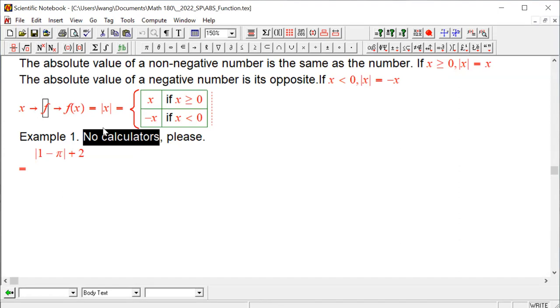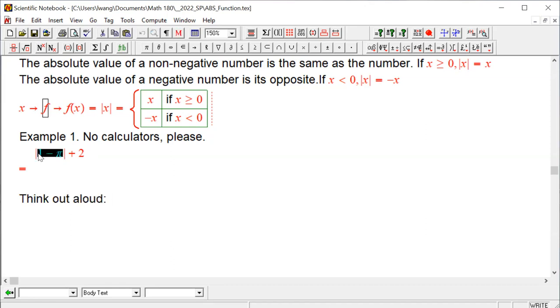When we look at this expression, we cannot use a calculator. So how do you combine with 1 minus pi? If you would like to pause the video right now, please go ahead and do it. I'm going to just go for it, and you can pause and come back to look at my answer. Here I'm going to think out loud to explain to you.